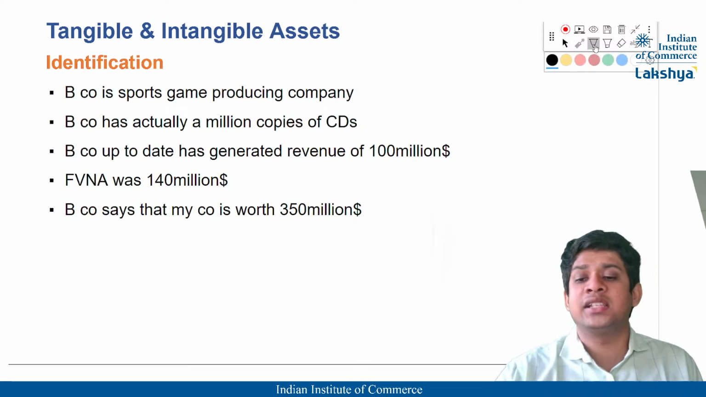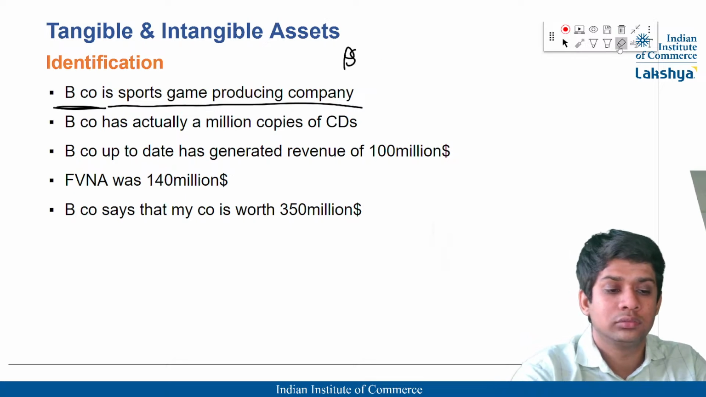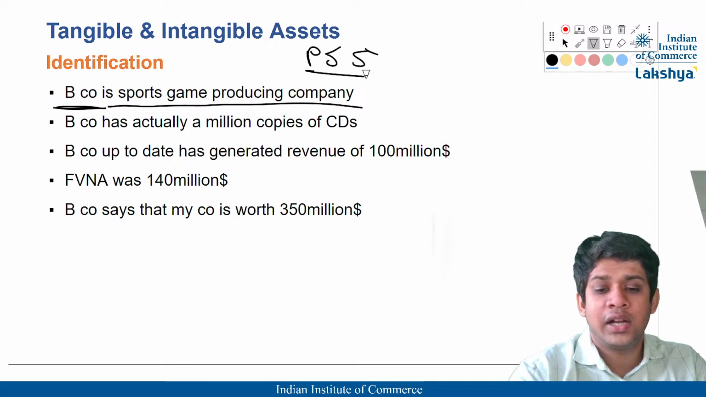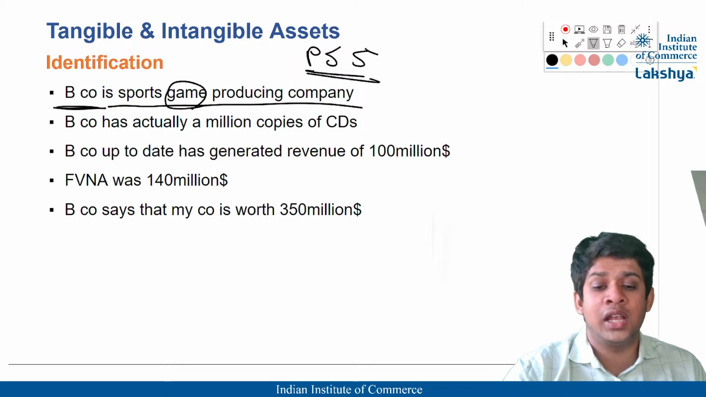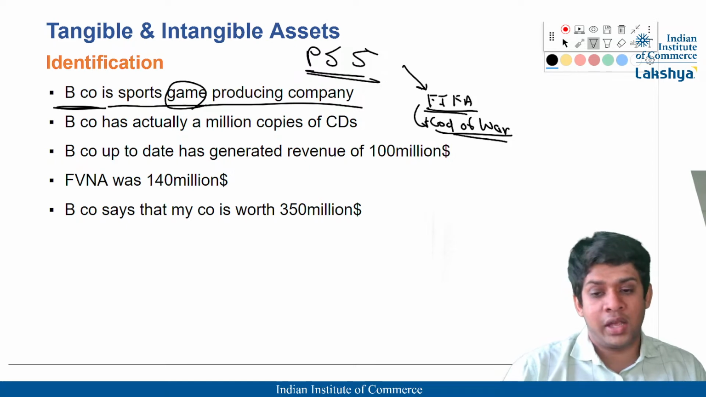Maybe say, guys, there is a B company, which is a sports game producing company for any gaming consoles like PS4. Recently, what is new? PS5, right? It is a game producing company for any PlayStation 5, any gaming console like PlayStation 5. Maybe say it is selling games like FIFA, or it is selling games like God of War. I know only a couple of them because I used to play, right? So these are the games that this company makes.